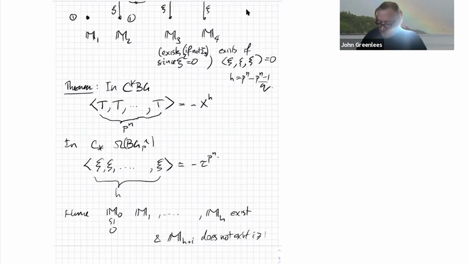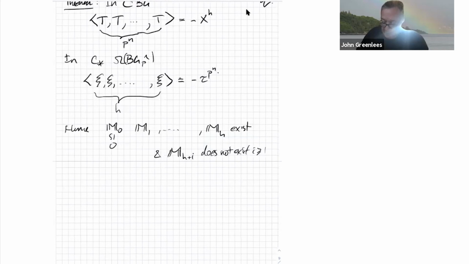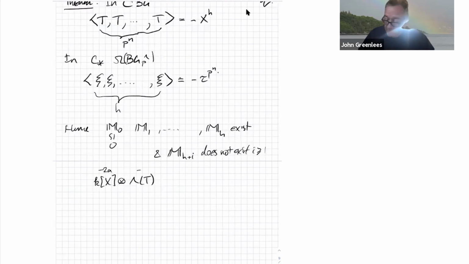But yeah, I can now say what they, I mean, I can look at K of X tensor exterior T. So this is of degree 2 minus 2a, and this is of degree minus... okay, so we've got a polynomial tensor exterior, and then we've got the ring structure, which gives us an M2, and then I've got a p to the n fold. So we've just got M2 and M p to the n, and those are the only non-zero ones.